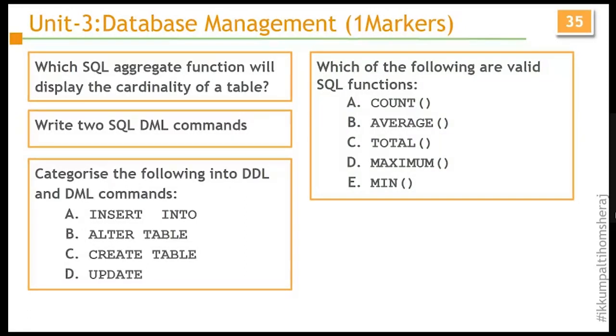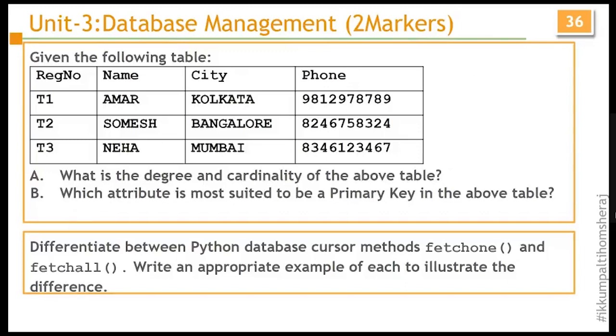Which of the following are valid SQL functions? So here they learn about only count, max, min, sum. So they will figure out which ones are not valid and which are valid ones here. Then we'll be having a question of a similar kind as we used to have, like degree and cardinality of the above table, which attribute is the most suited for primary key. That kind of question might be there.